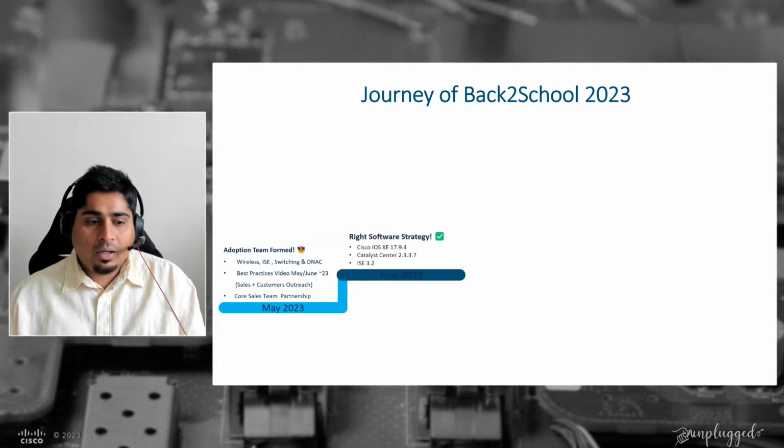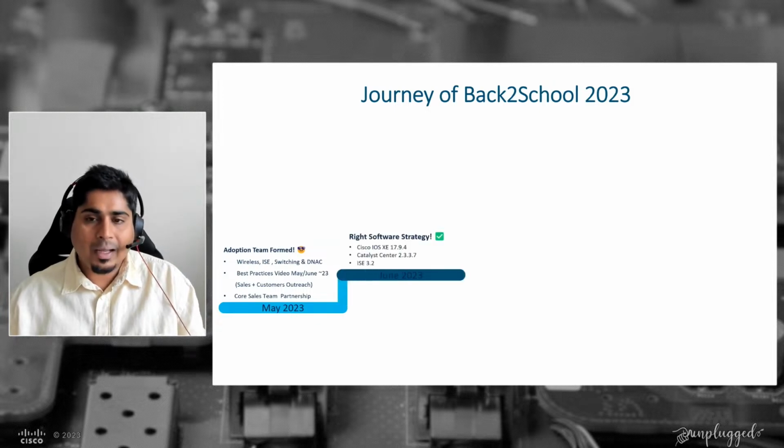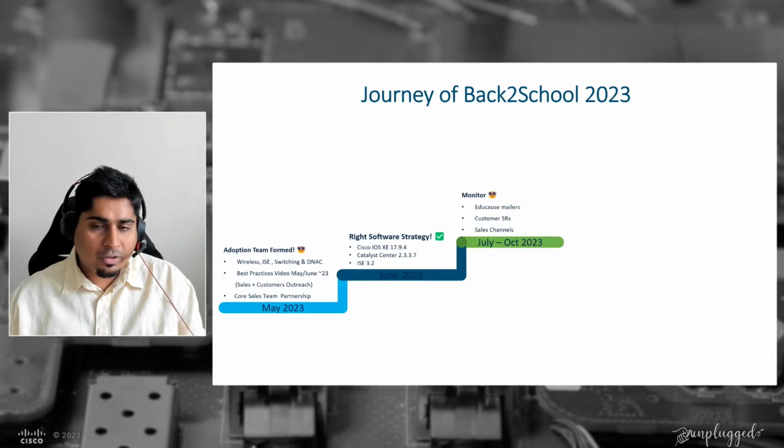We also formed the core sales team partnership. There was a team space internally created so that anytime any customer reports any problem, the sales team will get to know and reach out to us for any support, and we just jumped on it and supported. As an extension of that, we provided a single recommended release for the customers: on the 9800 IOS XE, 17.9.4; on the Catalyst Center, 2.3.3.7; and ISE 3.2. This happened in the months of May and June.